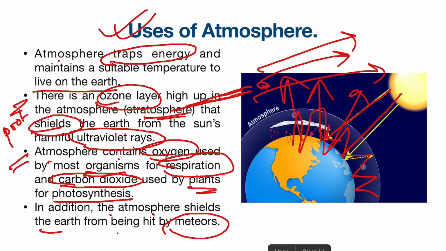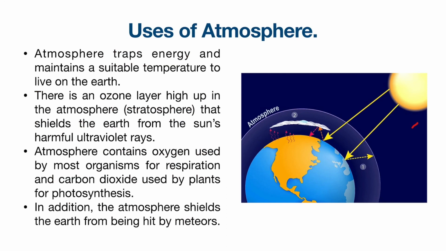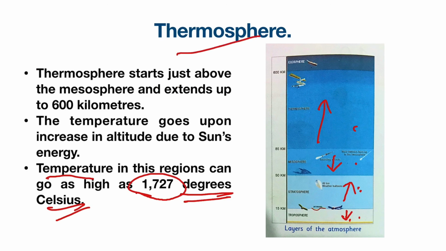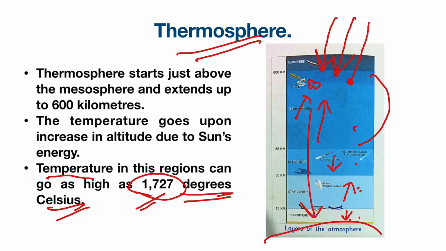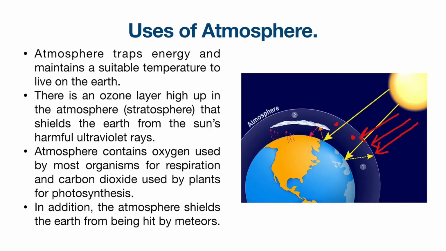If a meteorite comes towards Earth, some of these meteorites will get burned up in the atmosphere, because if you remember, in the case of the thermosphere, the temperature is very high in this area. So as meteorites come, those of considerable size will get burned out, and as a result they will not reach the surface of the Earth. They will all burn up in this area, in the thermosphere.